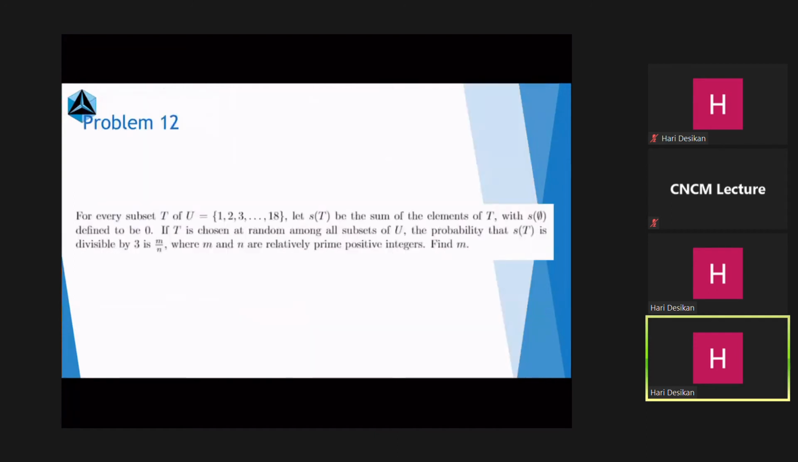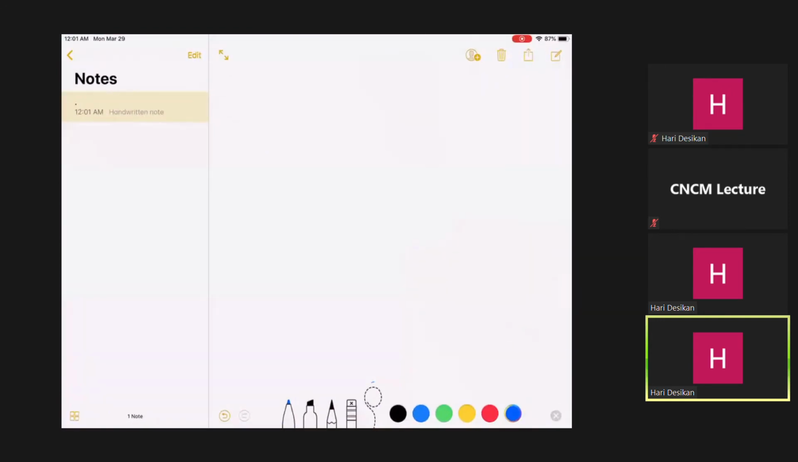Now we're going to look at problem 12. This is a late AIME question, and it's quite an interesting question. It says we look at the numbers 1 through 18, and we want to find the probability that a random subset's elements sum is divisible by 3. So we have 1 dot dot dot 18, a random subset, and 3 divides the sum.